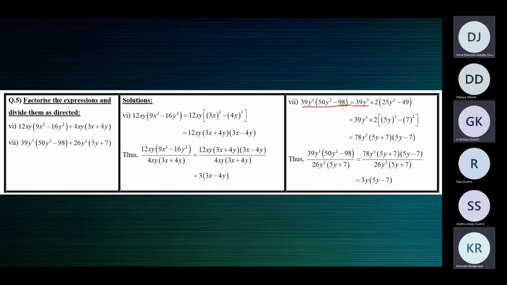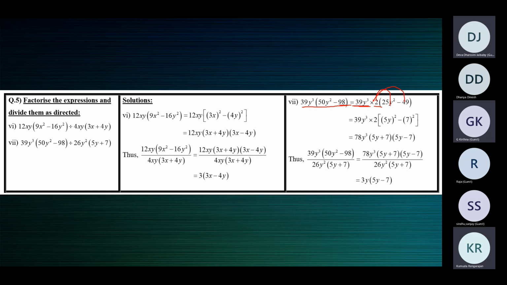The common factor is the HCF. Bring it out. So that's what we do first. 39y cubed as it is. In the bracket, the two terms have 2 in common. 2 into 25y square is 50y square. 2 into 49 is 98. That is the first step.